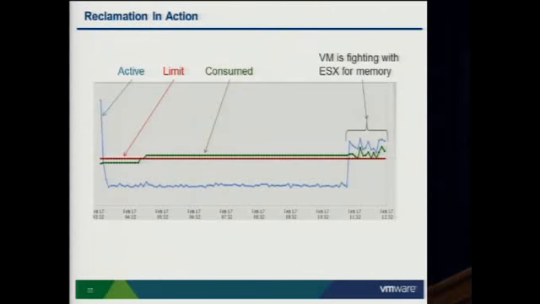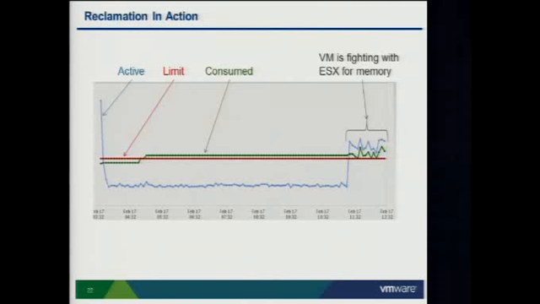But over on the right-hand side, you see a workload spike happen. Active shoots up. That means that VM is doing a lot more. It needs a lot more memory resources. And look what happens. Active shoots up and goes way past the limit, past consumed. And you can see consumed sort of goes up a little bit to try and match it. But then look what happens. ESX pulls that memory back. You can see how active takes a nosedive.